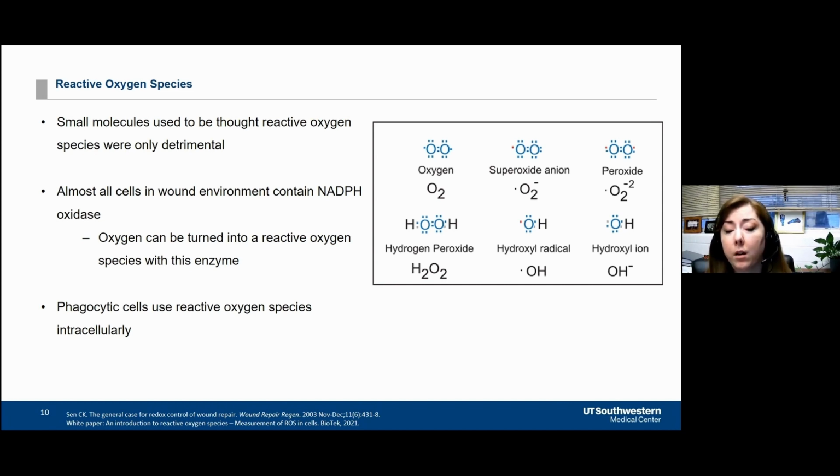Especially because almost all the cells in the wound environment contain the enzyme NADPH oxidase, which helps turn oxygen from the one we see on the top left into the one on the top middle, where it's charged. This is something that you're familiar with. You may not have thought about it in this context before, but phagocytic cells that respond to initial wounding, neutrophils for instance, use reactive oxygen species intracellularly for the respiratory burst that allows them to get rid of pathogens once they've been engulfed.